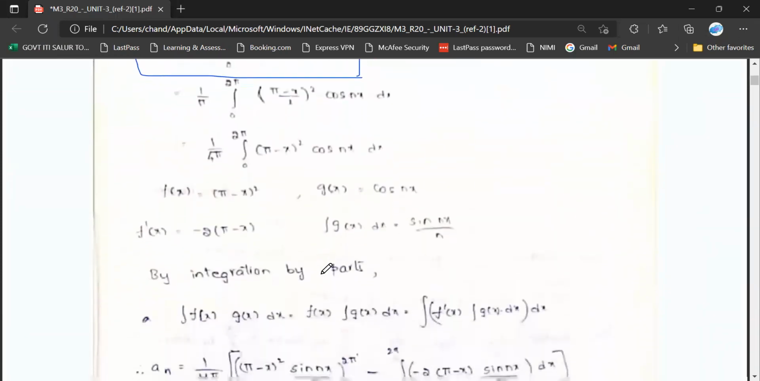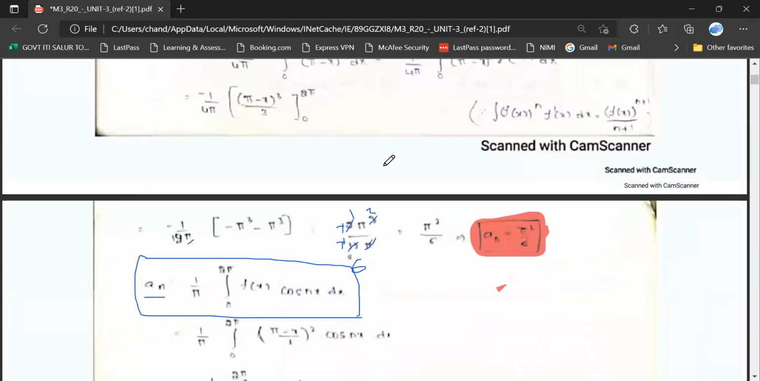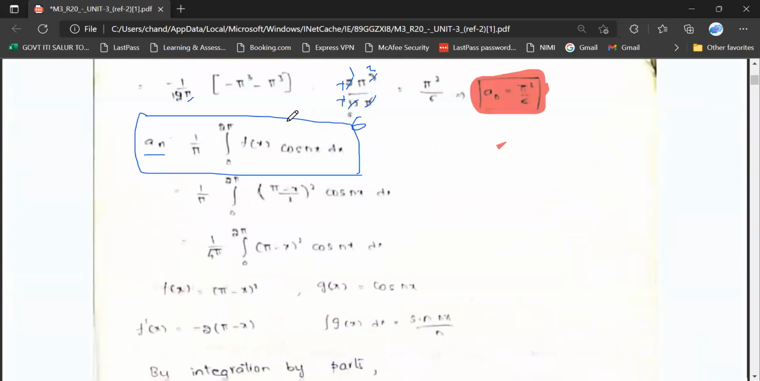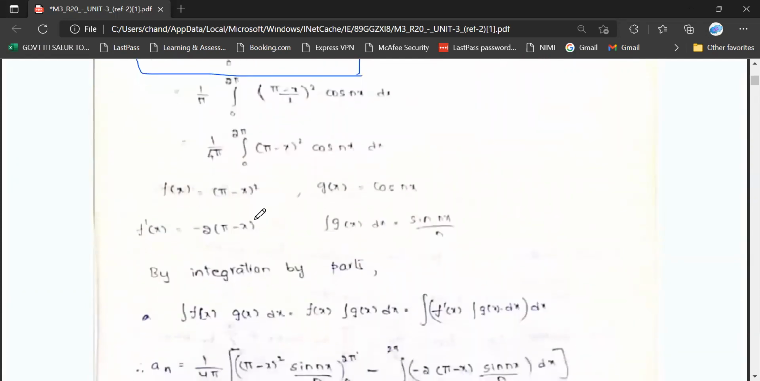So for the equation, f of x is already given, that is f of x is pi minus x by 2 whole square. So we take the same constant, taking these 2 outside the integration, as we already did in A naught. So we get the solution as f of x, that is pi minus x whole square, cos nx dx. Here f of x is equal to pi minus x whole square and dx is cos nx.